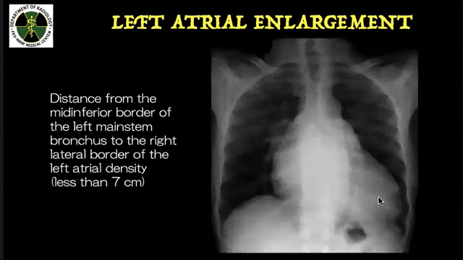And then your chamber enlargement. For the left atrial enlargement, as you can see, it is very evident in this image. Distance from the mid-inferior border of the left mainstem bronchus to the right lateral border of the left atrial density. It should be less than 7 centimeters. As you can see in here, there is left atrial enlargement. It should be less than 7 centimeters. So that's the area of your left atrium.